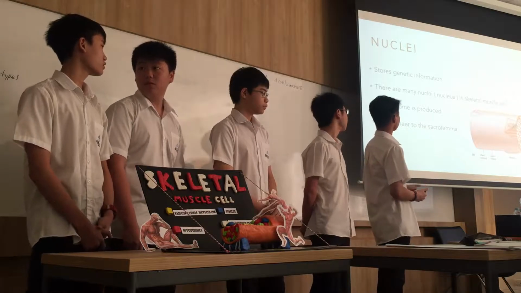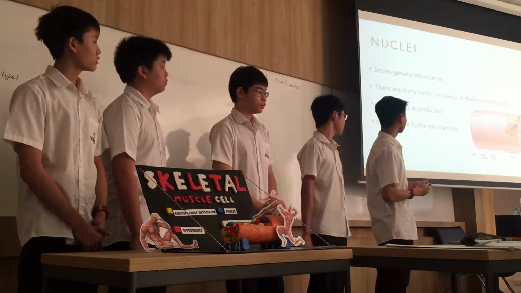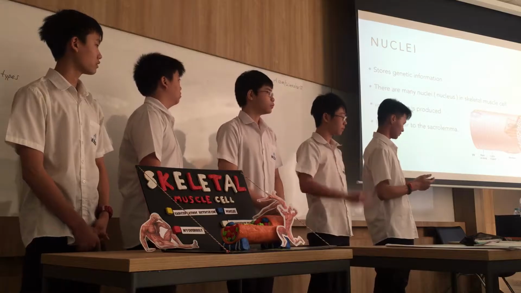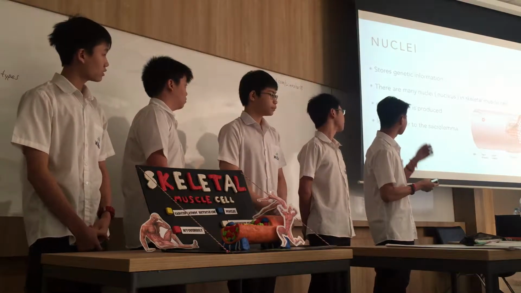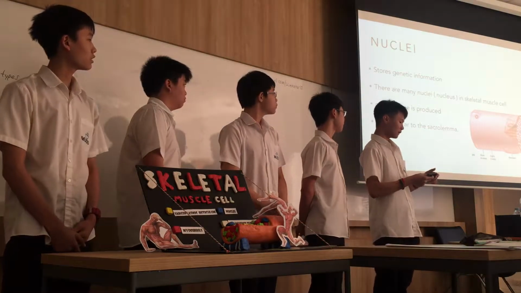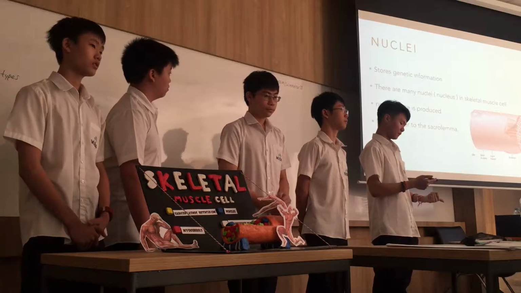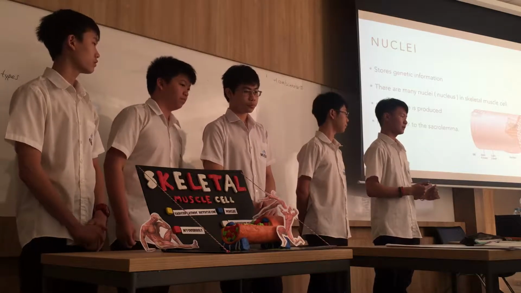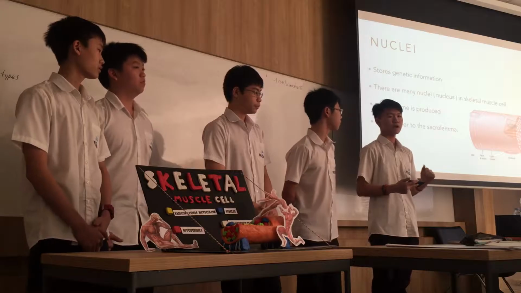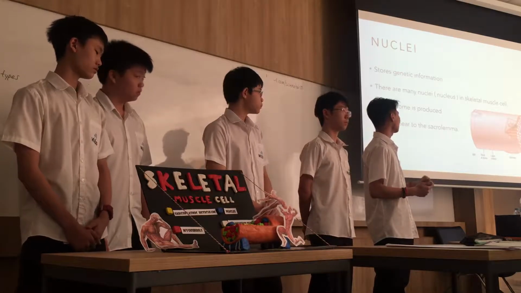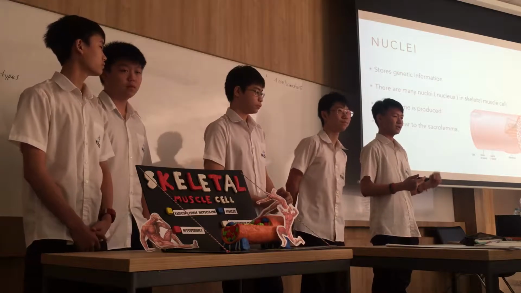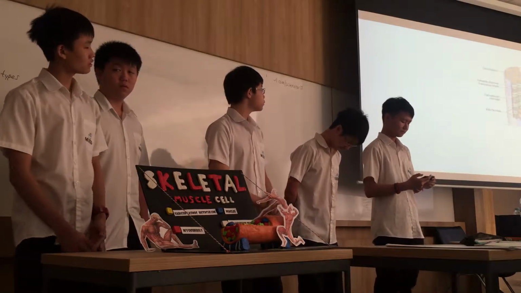Also, the nuclei are located near the sarcolemma, which is the cell membrane. As you can see here, this is the nuclei. And of course, because there is no ribosome, there is no rough ER as well, because rough ER is made up of ribosomes that attach to ER.